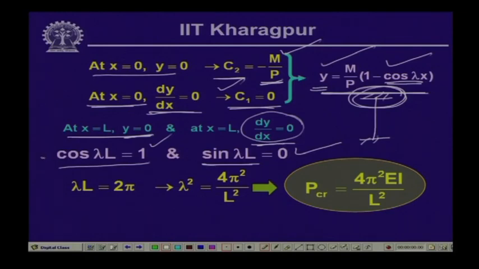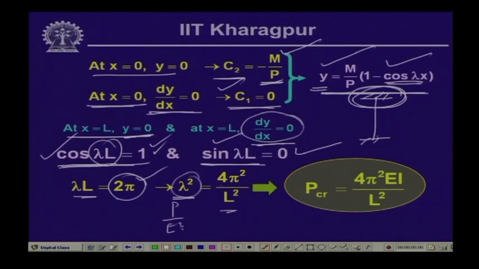So, we will have to satisfy both the criteria, that cos lambda L should be equal to 1 and sin lambda L should be equal to 0. Now, this can be satisfied only if lambda L is equal to 2 pi or a multiple of 2 pi. So the minimum value corresponding to this will be 2 pi, and if we square it, we will have lambda square equal to 4 pi square by L square, and since lambda square is equal to P by E I, P is equal to 4 pi square E I over L square, and thereby the critical load corresponding to the minimum value, which is 2 pi, is equal to 4 pi square E I over L square.